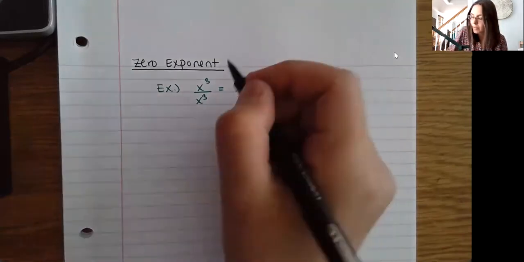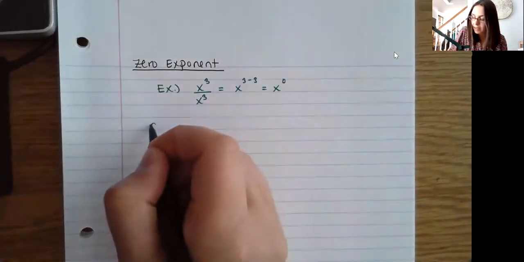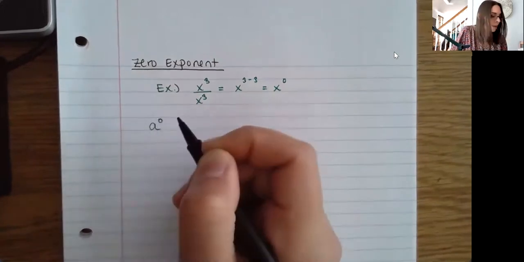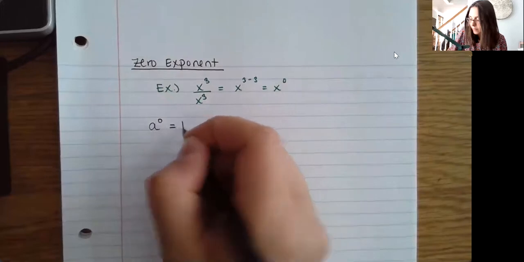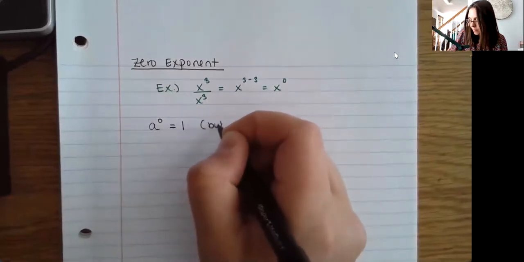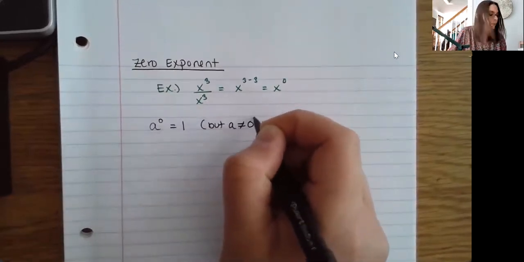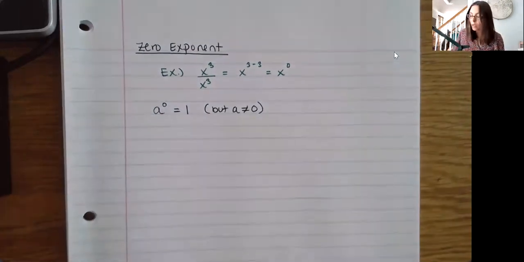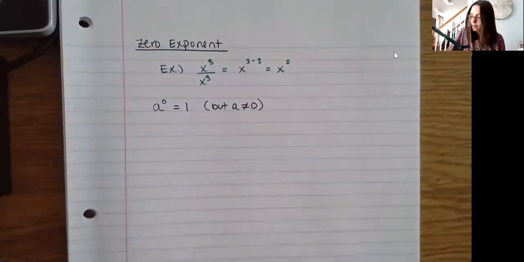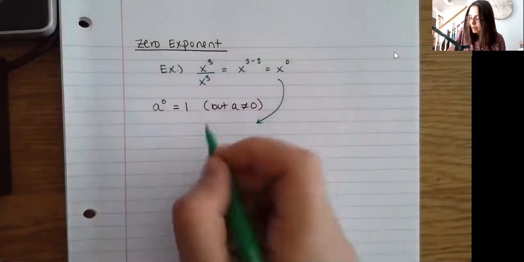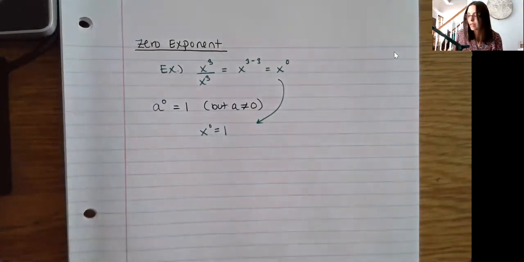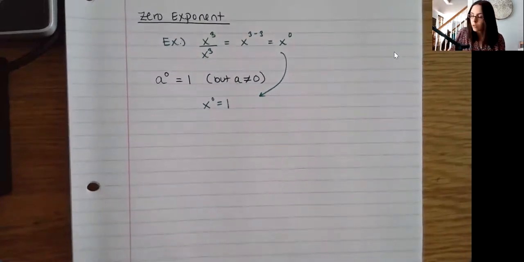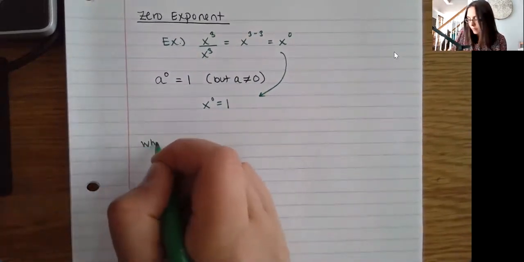And what ends up happening here is that anything to the 0 power, as long as a is not 0, is equal to 1. And again, but a is not 0. So for instance, in our example then, x to the 0 power is going to be the value 1. Now, why does this work? So let me show you why this works.